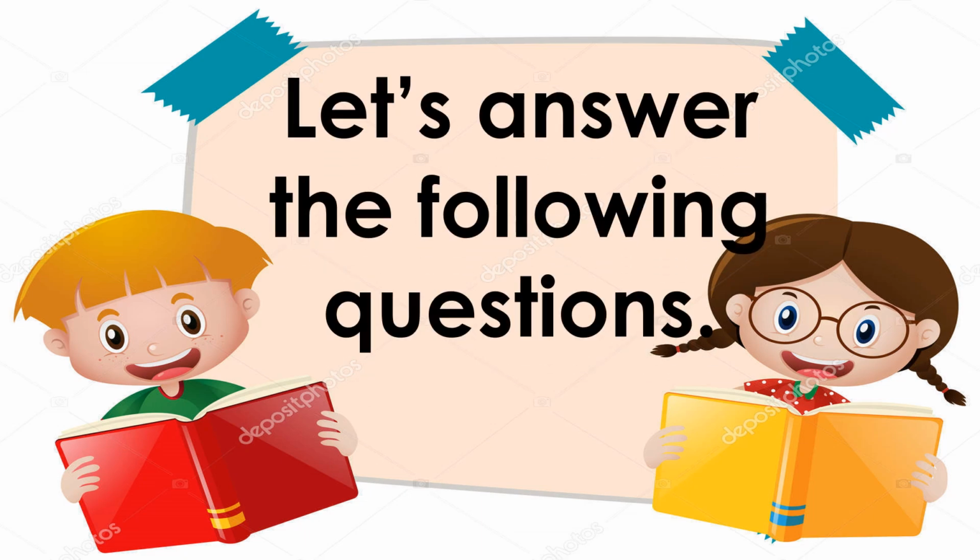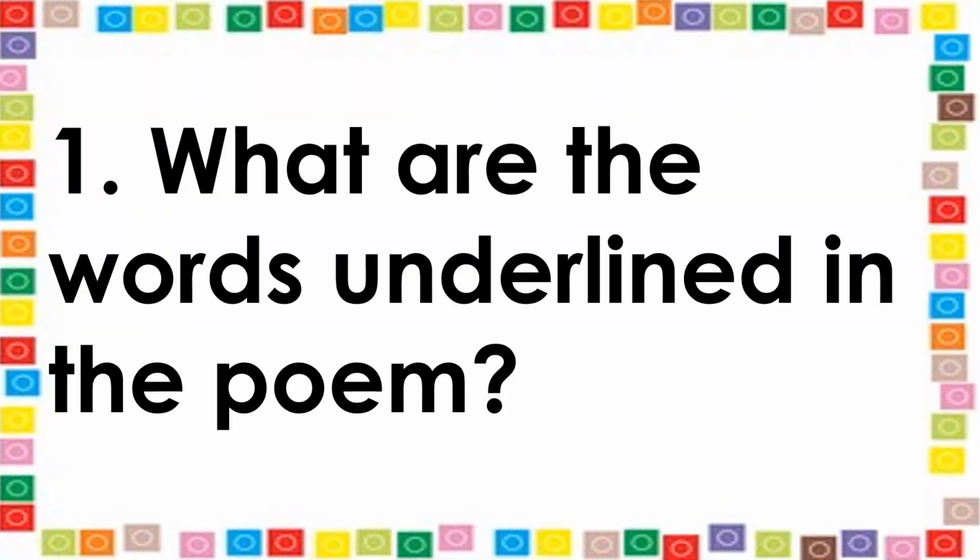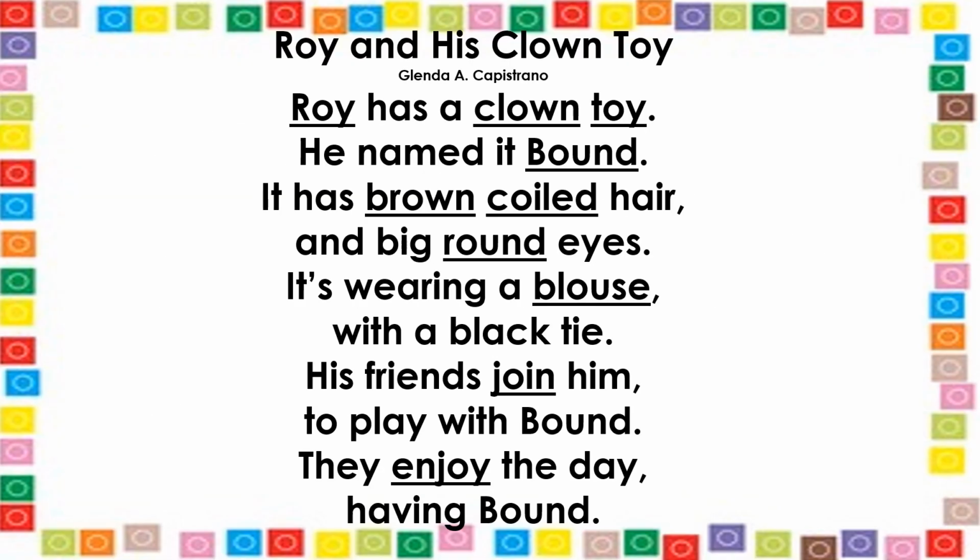Now, let's answer the following questions. What are the underlined words in the poem? Can you read the underlined words with me? Let's start. Roy, clown, toy, bound, brown, coiled, round, blouse, join, enjoy.